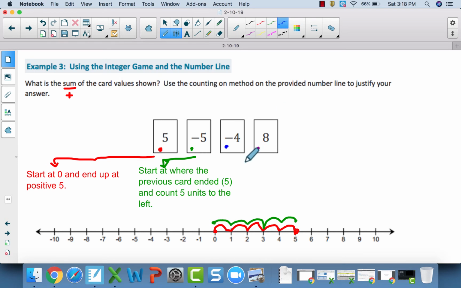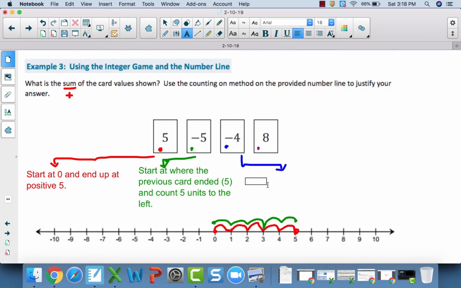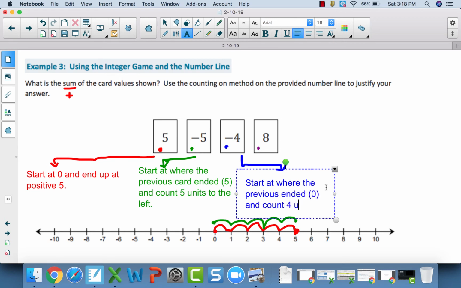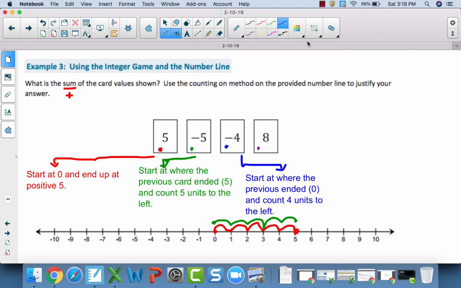Now, looking at my next card, which I'll write right here, that is a -4. So what that is going to tell me is I'm going to start at where the previous card ended, which was at 0, and count 4 units to the left. Left because that 4 is negative. So let me take my blue. I'm from here, 1, 2, 3, 4. I am at -4 now.